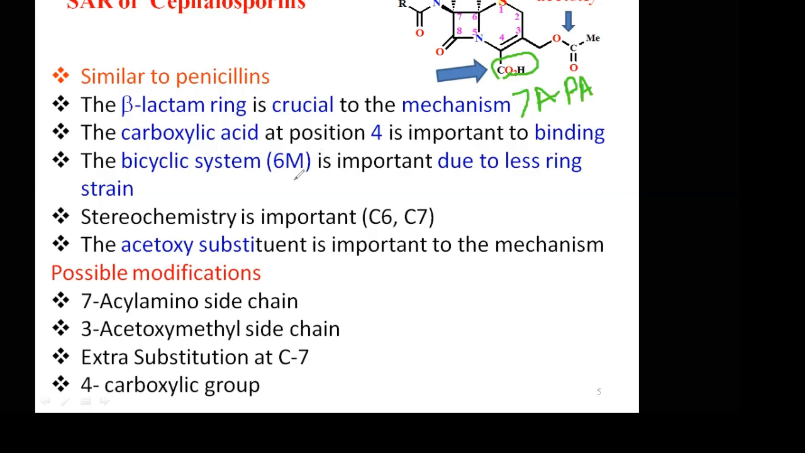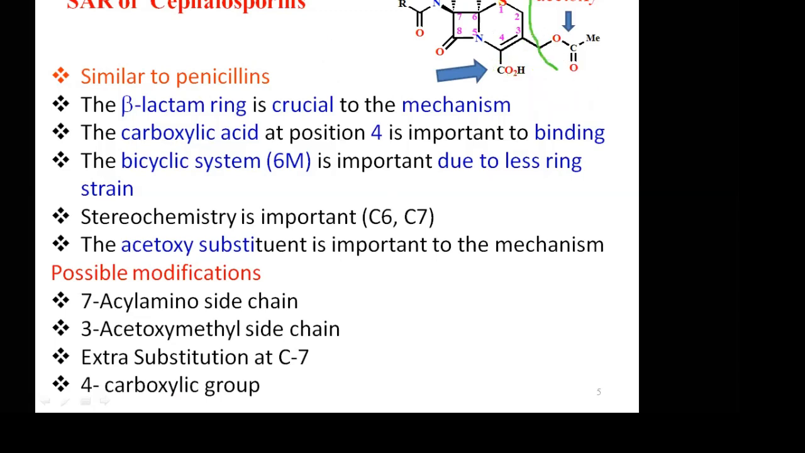Then the bicyclic system is important, and more important is that it is a less strained molecule than penicillin. Stereochemistry is very important. In penicillins we had 3 chiral centers, and now it is only 2, that is C6 and C7. Both are in alpha configuration and cis isomerism, because both are in one plane.